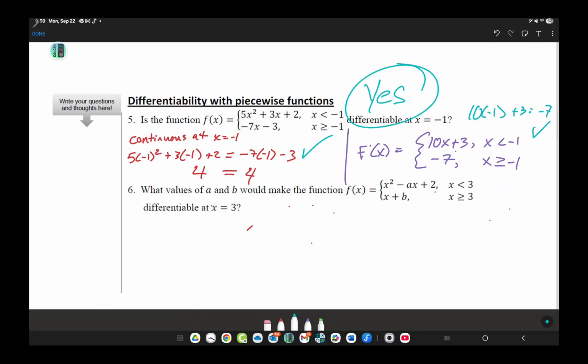If we had gotten different values, that means we would have an abrupt change in the rate of change. So that would cause a sharp corner, in which we know it's not differentiable if it is not smooth. So what this does is allow a smooth transition between these two functions.